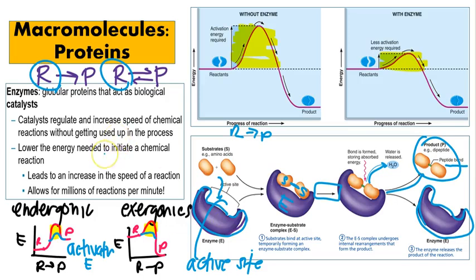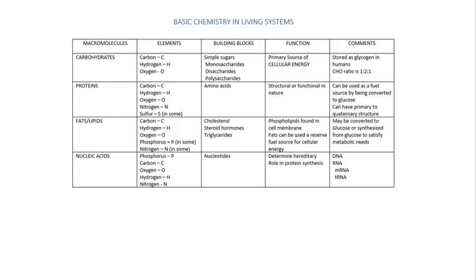All right, folks. Now let's go ahead and go back to our table here. We're now to proteins. Elements: carbon, hydrogen, oxygen, nitrogen, some sulfur. The building blocks are amino acids, that's its monomer. The function is going to be structure or functional in nature. Again, choose 2 to 3 different functions to write out here. Okay? And of course, write any note you want. That's just extra for you to remember.